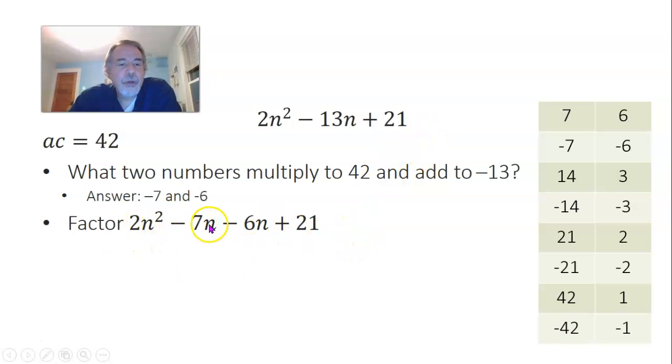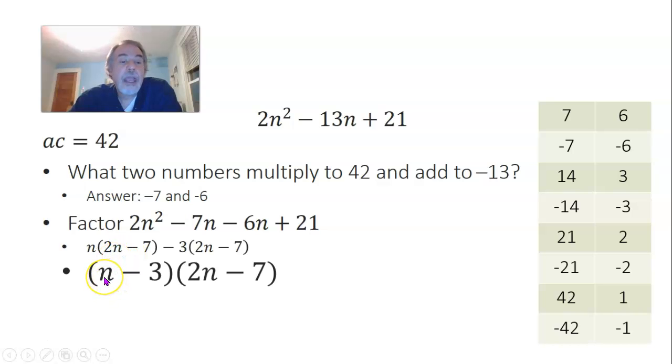From these first two terms, what they have in common is n. And then what these have in common is a 3. And since there's a minus here, let's pull out minus 3 times 2n. And we need a minus 3 times a minus 7 to get plus 21. Now these have a 2n minus 7 in common. We can pull that out. And our final answer is n minus 3 times 2n minus 7.